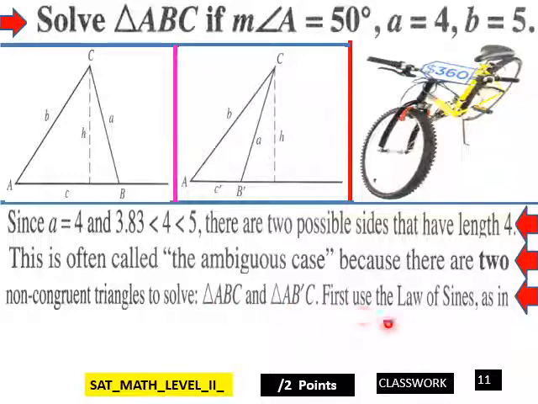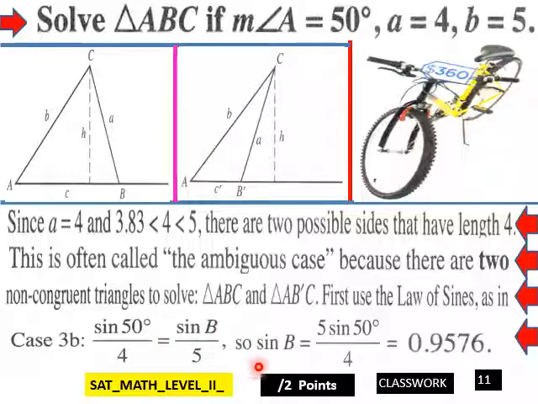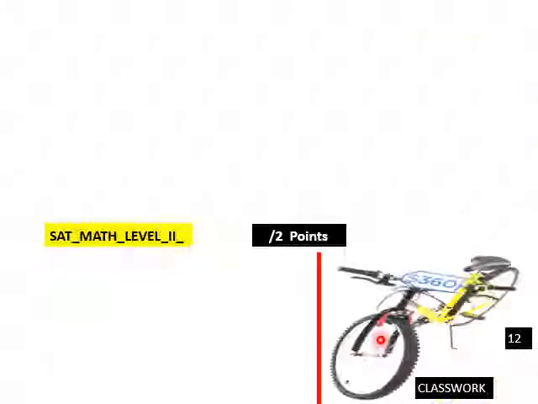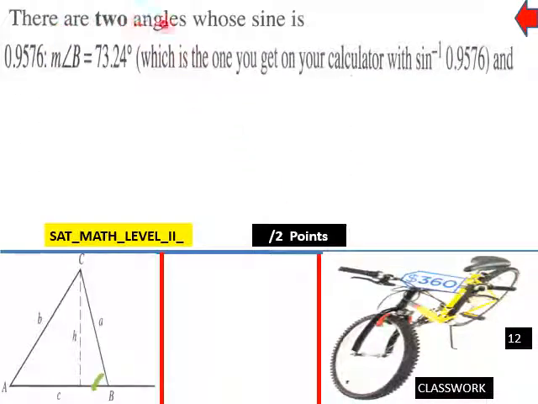ABC and then AB prime C. First, use the law of sines, as in case 3b, sine 50 over 4 equals sine B over 5. So we can go into that. And then sine B will equal 5 sine 50 over 4, which comes out to 0.9576. There are two angles whose sine is 0.9576.